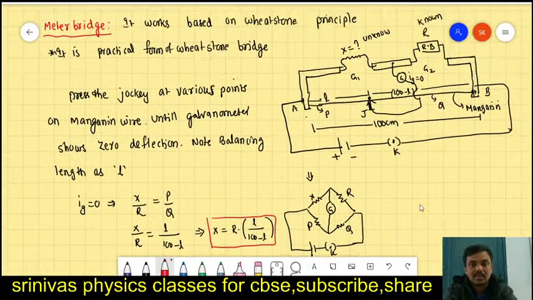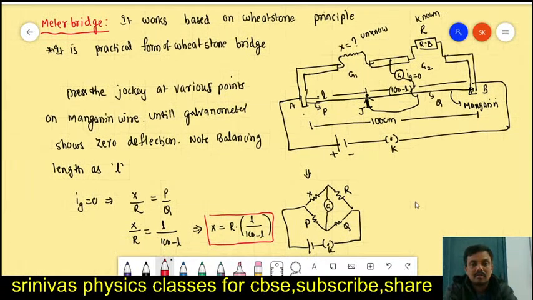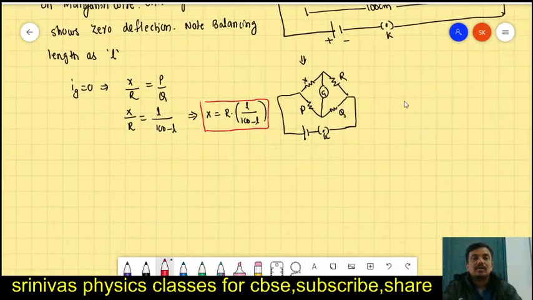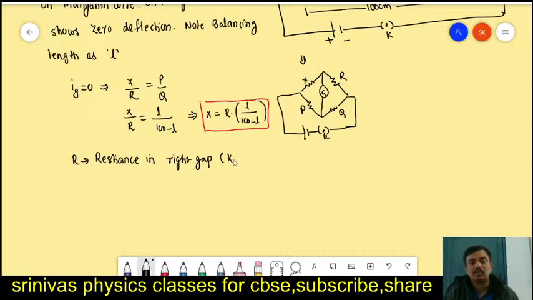Okay, you take the screenshot. I'm going to move upward. So what is R in this? Is it clear? If you have any doubt, write in the chat box. R is the resistance in the right gap. This is the known resistance.